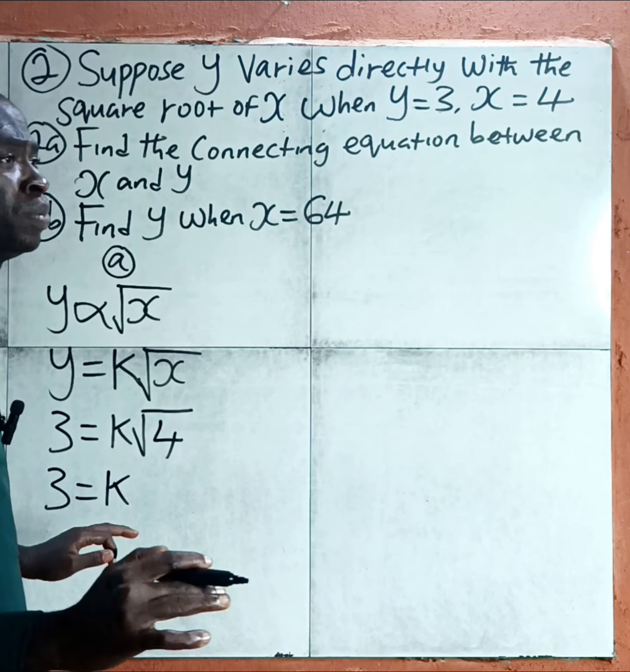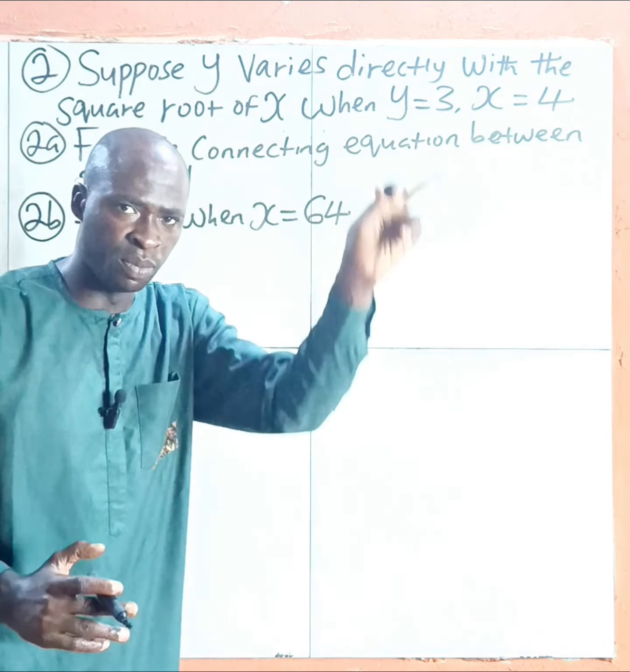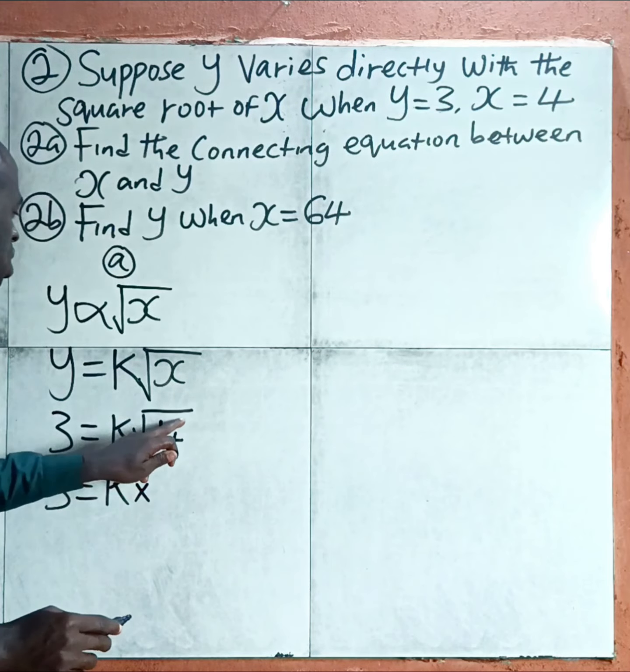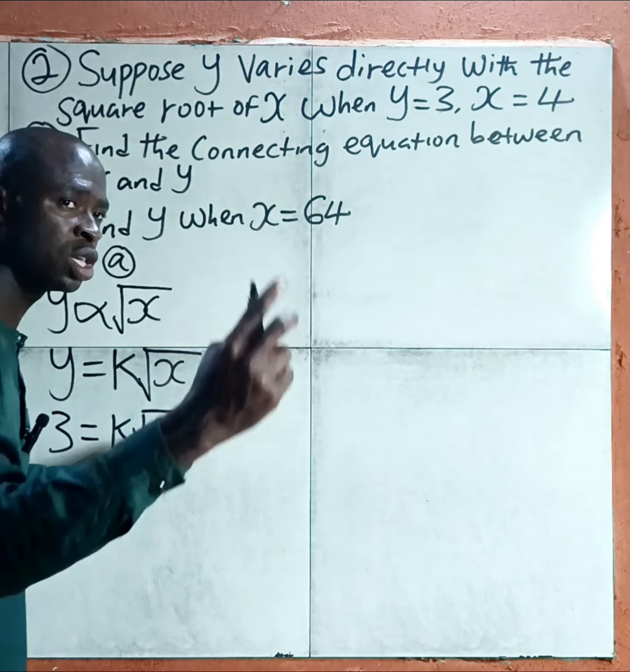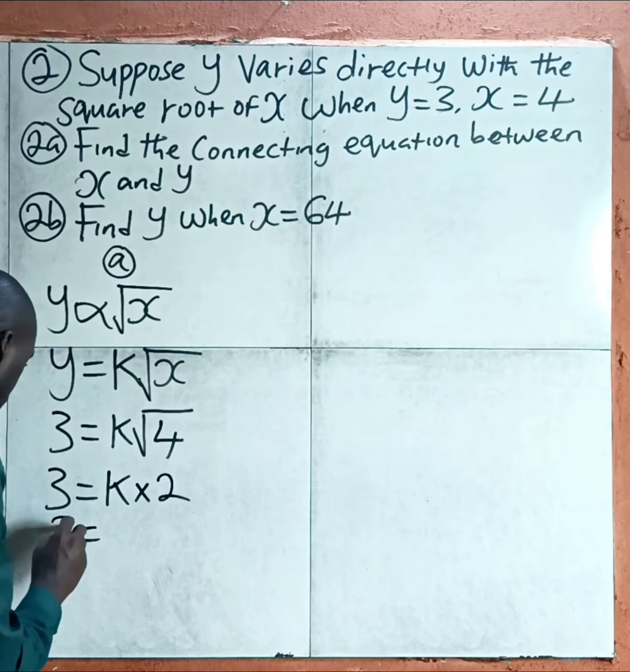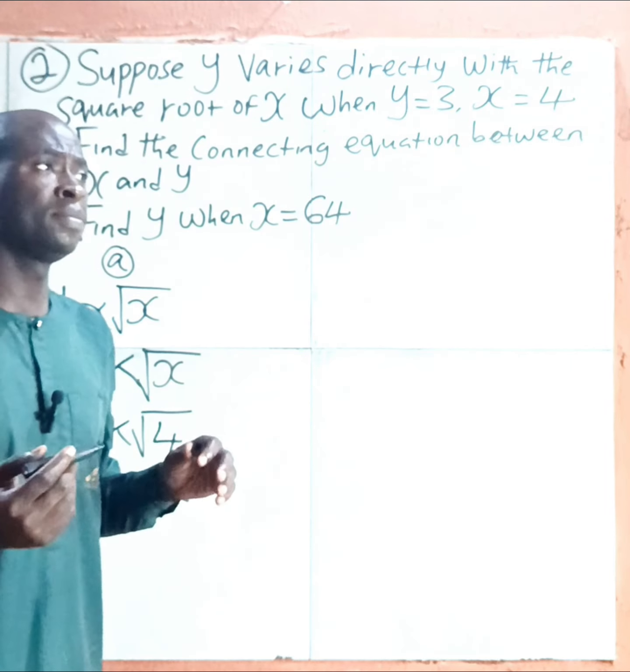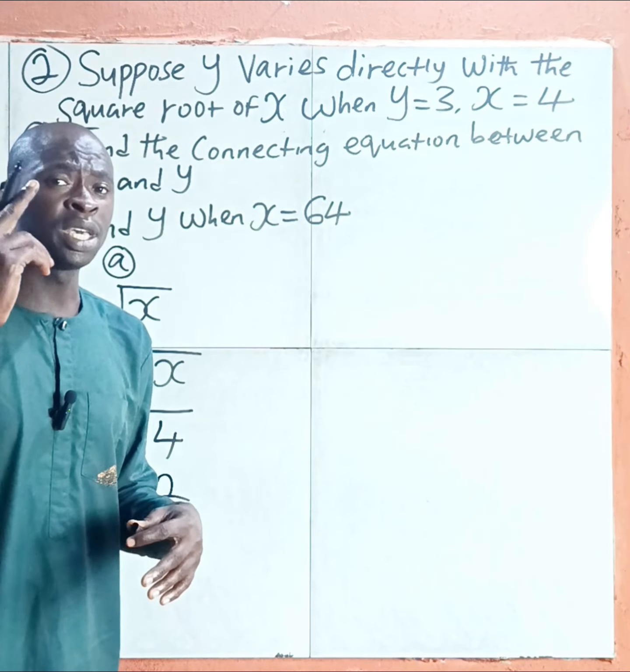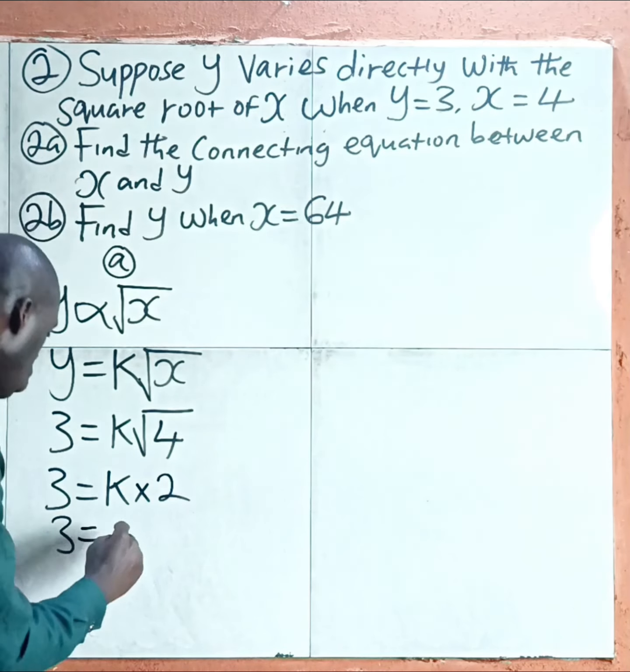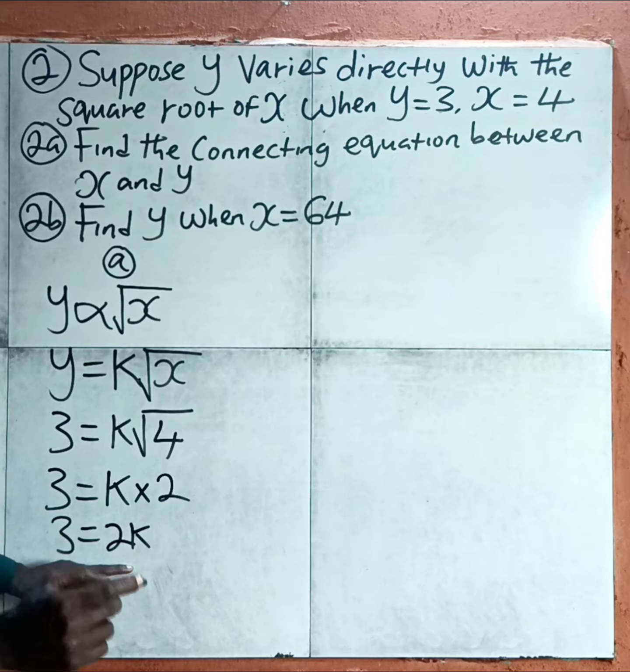Remember, from the laws of algebra, when two terms are close to each other in mathematics, it means there's a multiplication sign there. So therefore, here becomes multiplied by, what is the square root of 4? The square root of 4 is 2. So I'm going to put the 2 right here. So at the end of the day, we are going to have 3 equals k times 2. Remember, like I said earlier, in mathematics, k times 2 is written 2k. 2 times k, you also say 2k. So k times 2 is 2k.